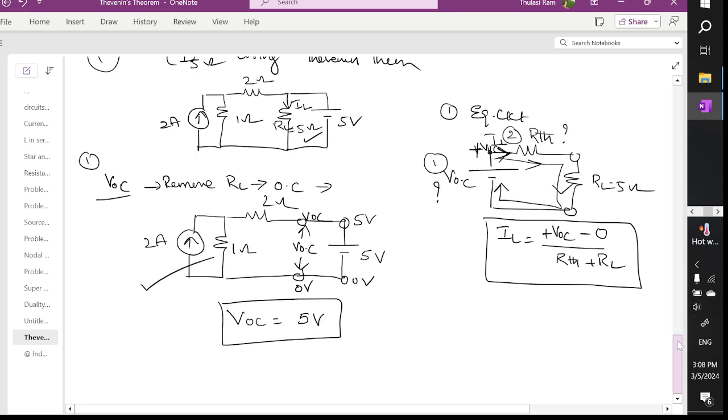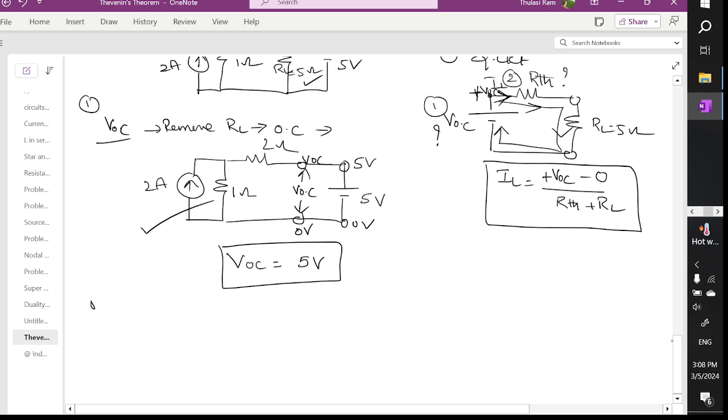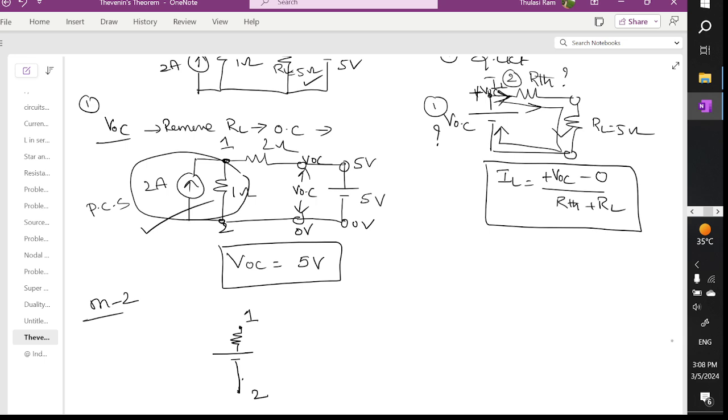Or if you are not satisfied with this answer, let's try to verify by method 2. Sir, what is this method 2? You can see here, this is a practical current source. So I'm going to convert this current source into a voltage source. In order to overcome this confusion, I'm marking this as node 1 and node 2. Between the first node and second node, I have this parameter. I'm converting this practical current source into a voltage source like this.